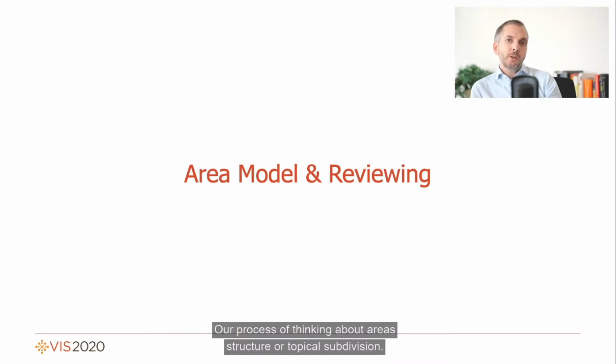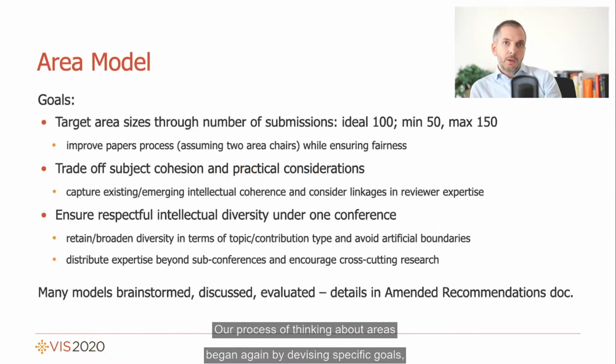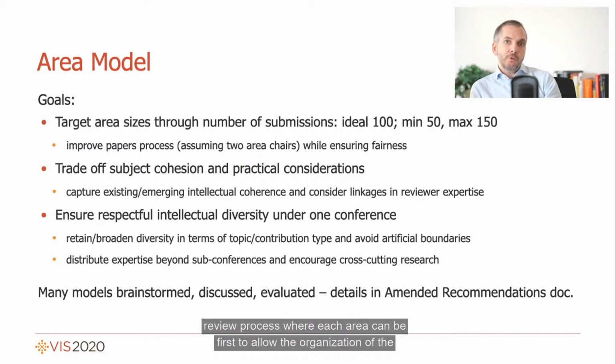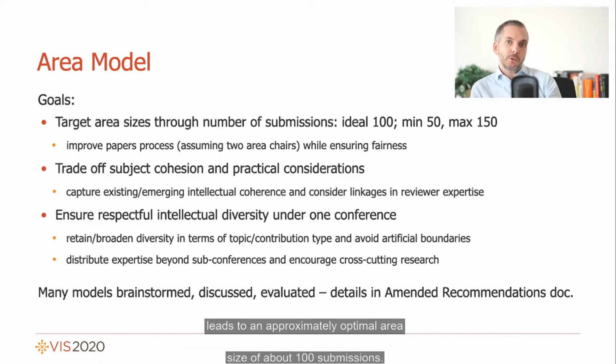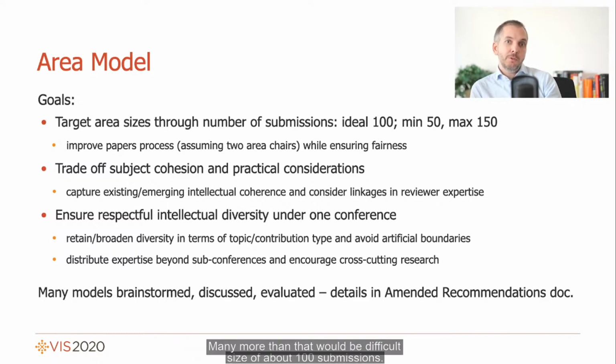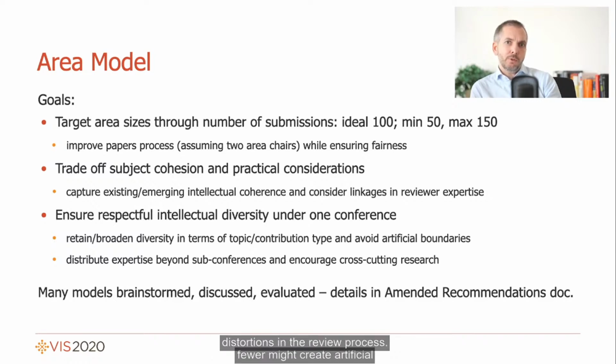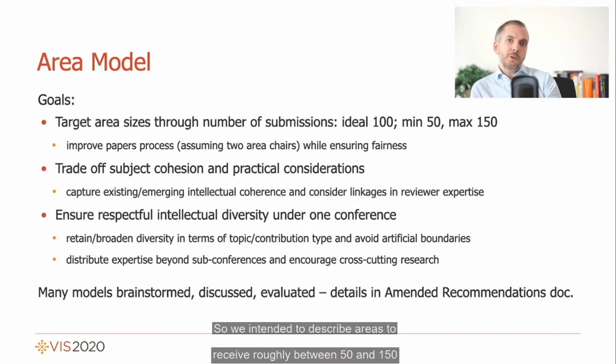So our process of thinking about areas began again by devising specific goals. First, to allow the organization of the review process, where each area can be handled by what we thought was best 2 area chairs, leads to an approximately optimal area size of about 100 submissions. Many more than that would be difficult for 2 chairs to handle, while many fewer might create artificial distortions in the review process. So we intended to describe areas to receive roughly between 50 and 150 submissions, with the optimum being 100.